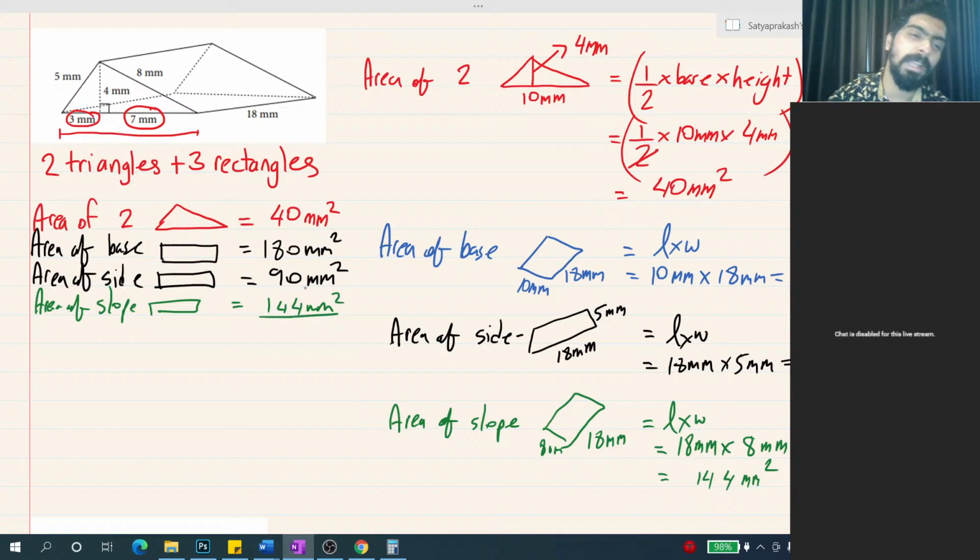Now once we add it up, let's see what we have. 270 plus 40 is 310, which would give us 454 mm squared. You are correct, Fame. You got the correct answer.